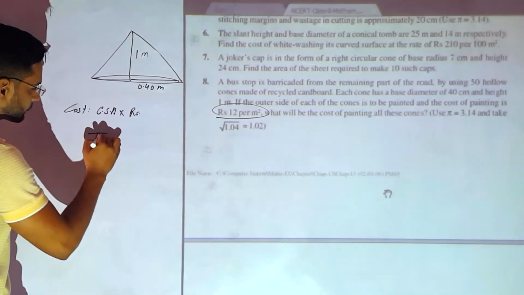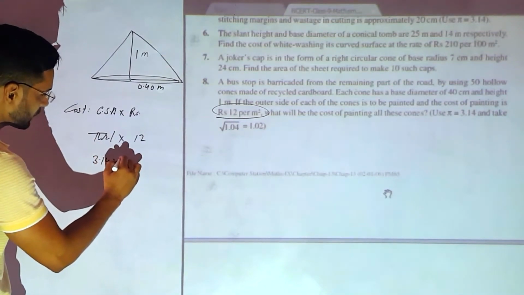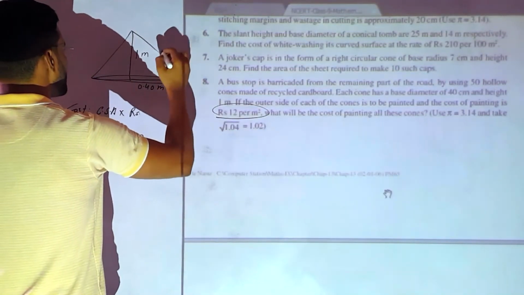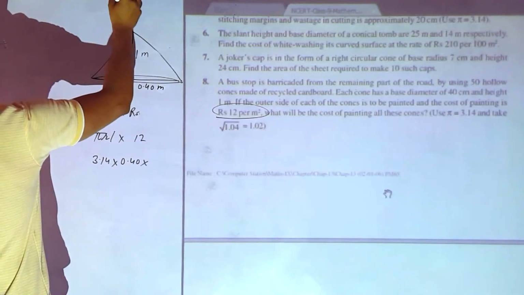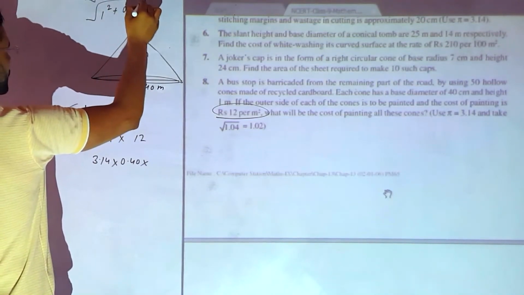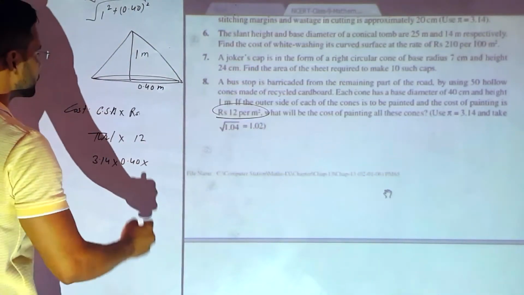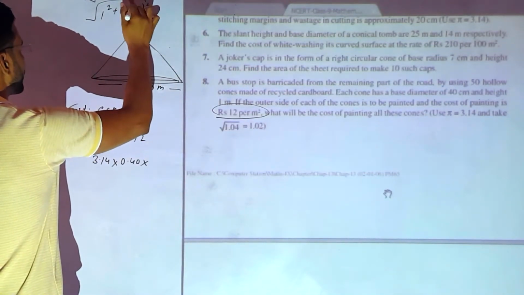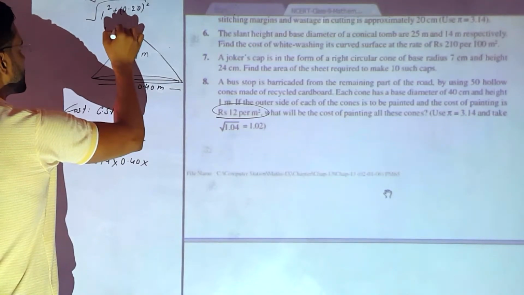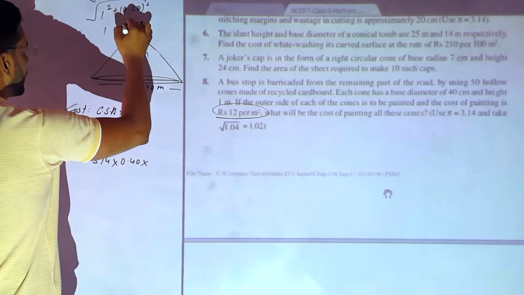CSA is pi R L into rate, which is 12. Pi is 3.14, R is equal to 0.40, and L we don't have. L is equal to the square root of H square plus R square. H means 1 square plus R means 0.40 square. Acha, diameter is given, so take half: 20. 1 square plus 20 square is 400.